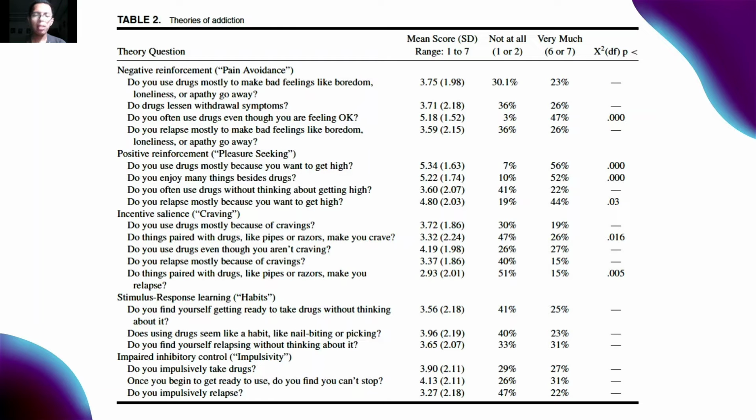Pearson correlations were used to relate depression severity, indexed by the Beck Depression Inventory, with the response to the question, do you use drugs mostly to make bad feelings go away? Next, we conducted a factor analysis to limit the number of variables. We included only the first question in each category as being representative, as seen in Table 2.